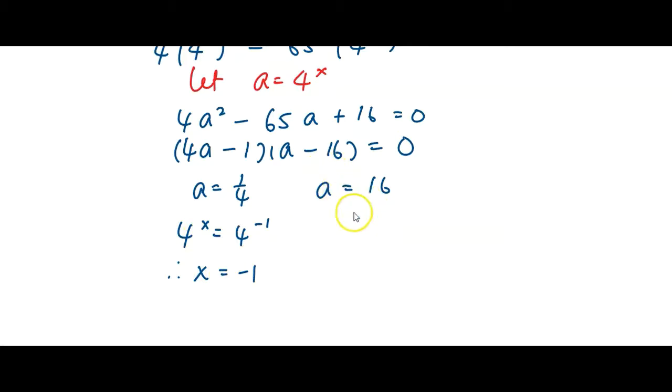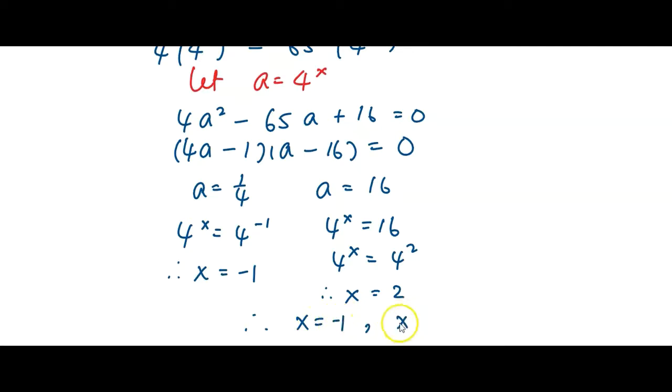The same thing will apply here. 4 power of x equals 16. Rewrite 16 as 4 squared. Then compare both sides, compare the power. You will have x equals 2. So basically, you will have two answers for your solution. That is x equals negative 1 or x equals 2.